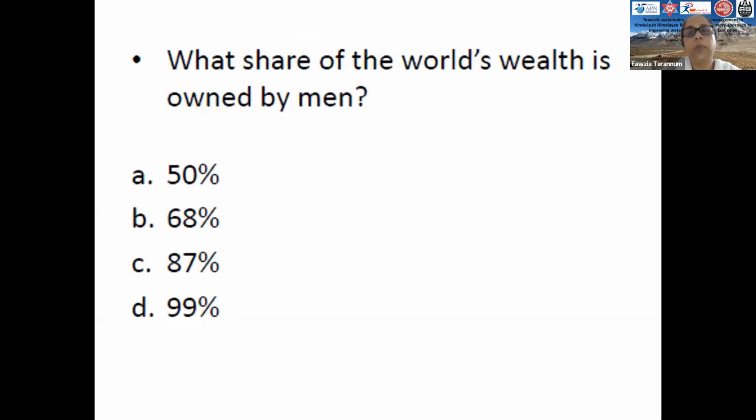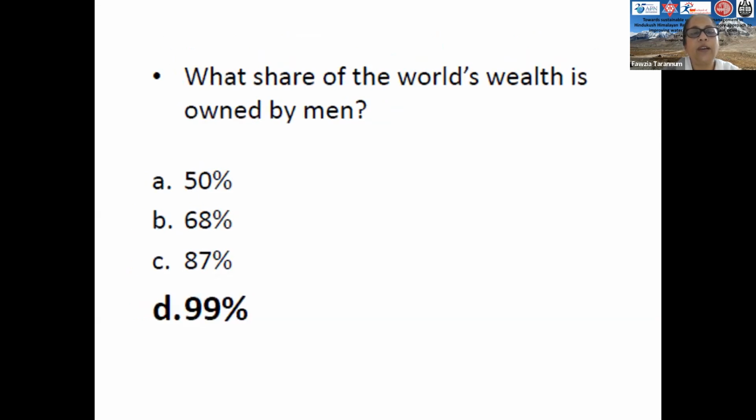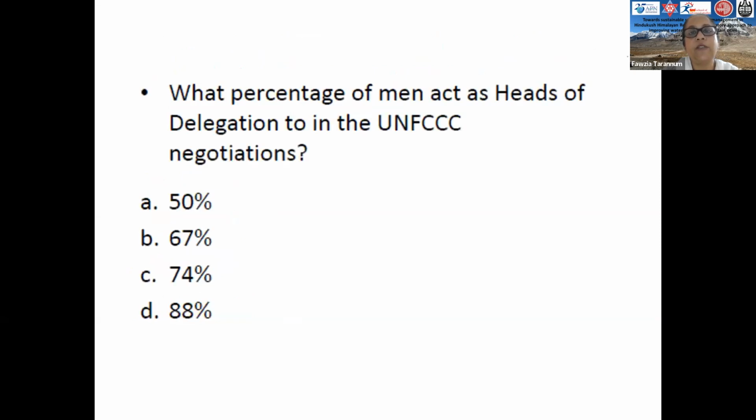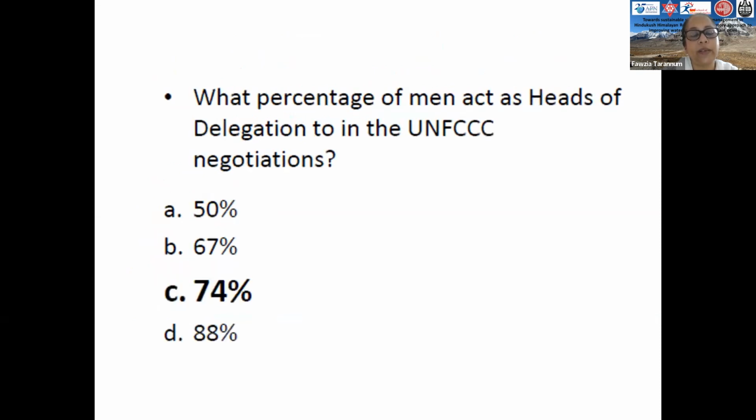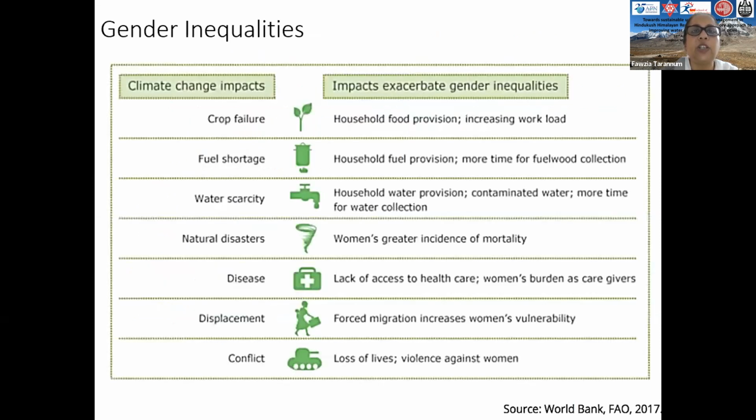What share of the world's wealth is owned by men? Everything is owned by men. Okay, so it's 99% of the wealth that is owned by men. What percentage of men act as heads of delegation to the United Nations climate change negotiations? Again, you have 74%. So look at the representation in different forums. Gender inequality, actually, you can see it at all levels.